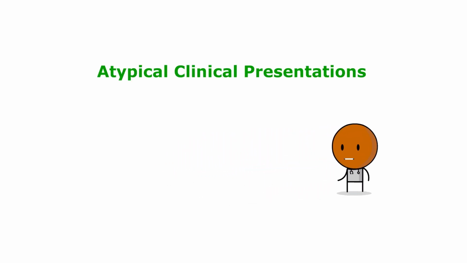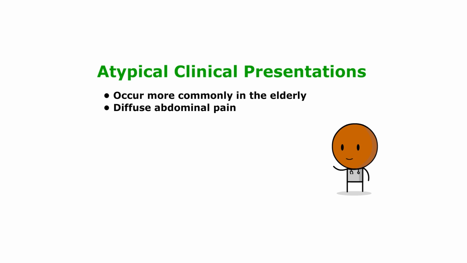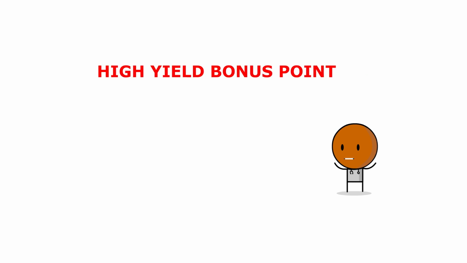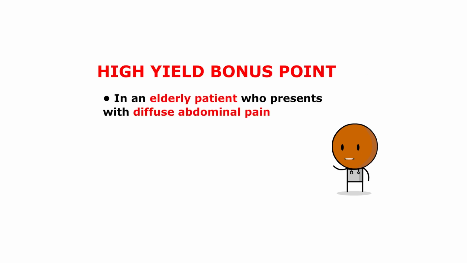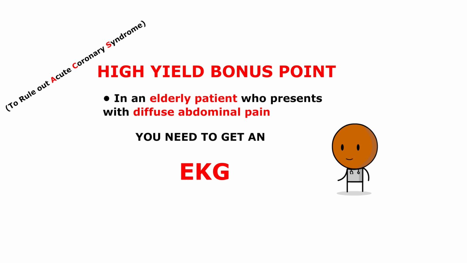Now, atypical presentations occur more commonly in elderly. Some of these atypical presentations can include diffuse abdominal pain, absent leukocytosis, or absent fever. A high yield point is in elderly patients who present with diffuse abdominal pain, you cannot forget to get an EKG to rule out acute coronary syndrome.